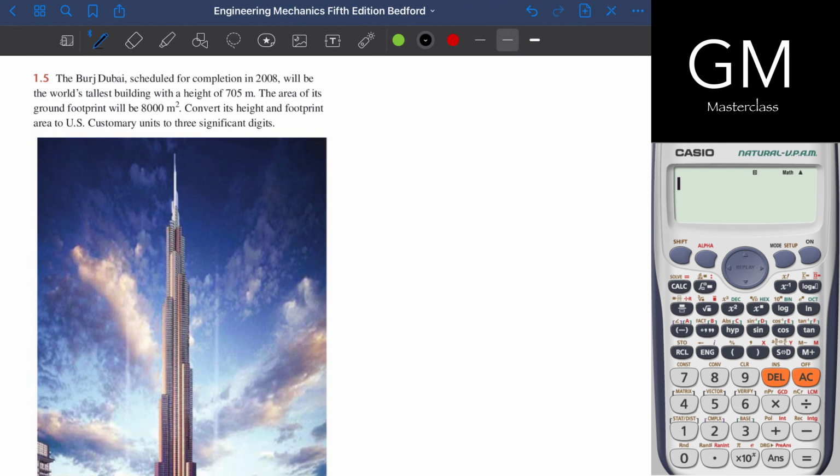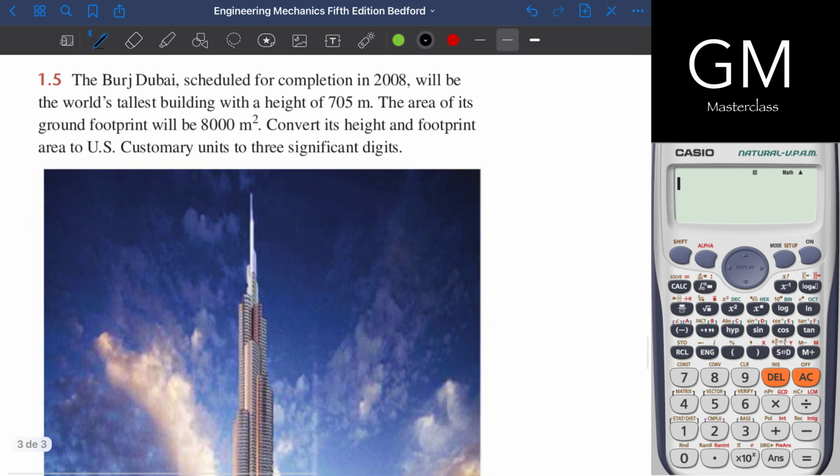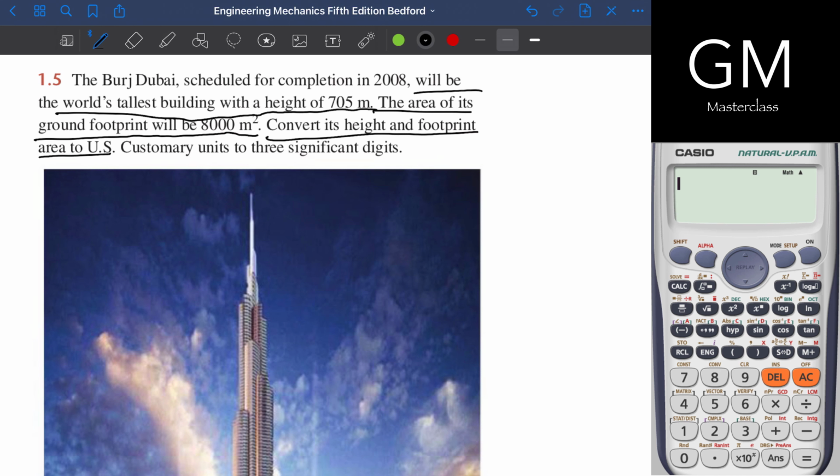Okay, we're going to solve this problem. The problem says the Burj Dubai is scheduled for completion in 2008, and that year passed a while ago. It will be the world's tallest building with a height of 705 meters. The area of its ground footprint will be 8,000 square meters. Compare its height and footprint area to US customary units to 3 significant digits.